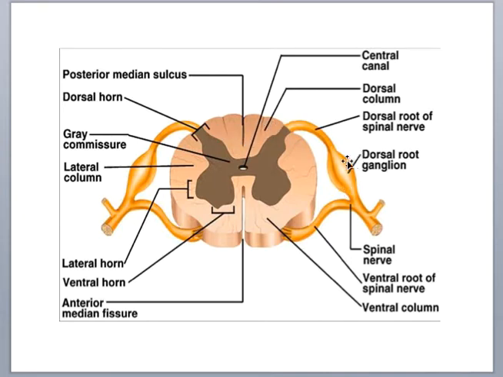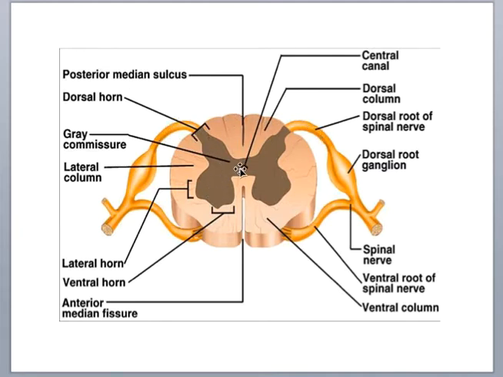Also, this dorsal root ganglion, which on this dorsal root you see this bulge. A ganglion is a structure in the peripheral nervous system that contains a large group of cell bodies of neurons, right? In the central nervous system, you call a cluster of cell bodies a nucleus. In the peripheral nervous system, you call a cluster of cell bodies a ganglion. So where you see this dorsal root ganglion, it's called dorsal root. So guess what? This is the dorsal side.